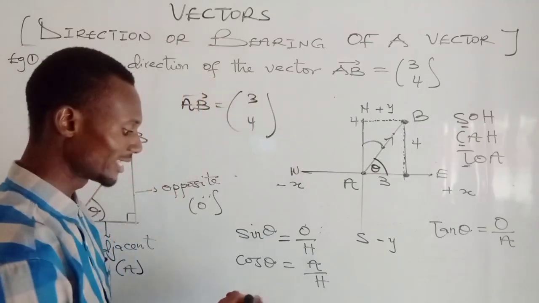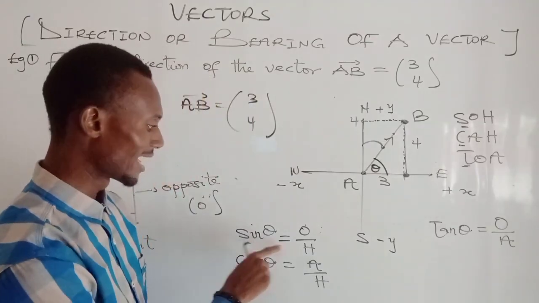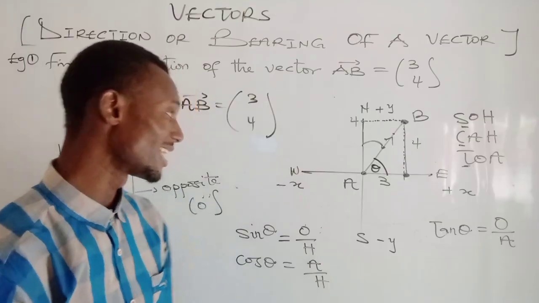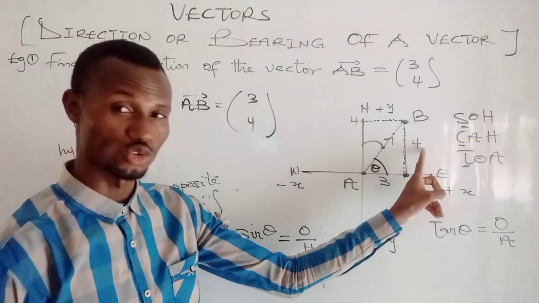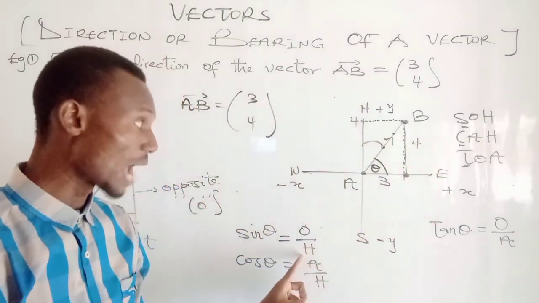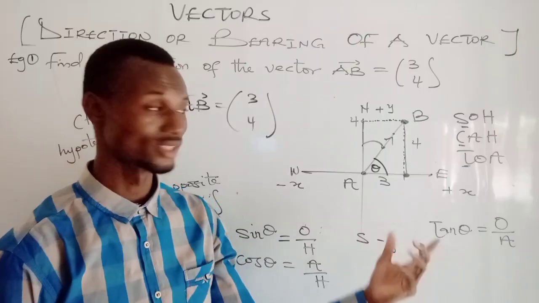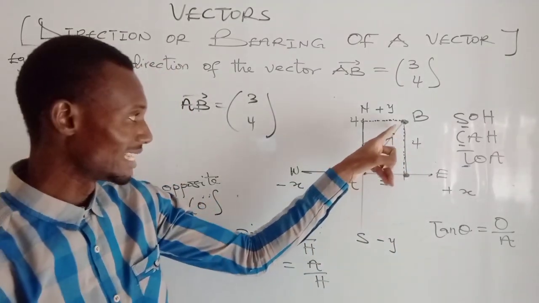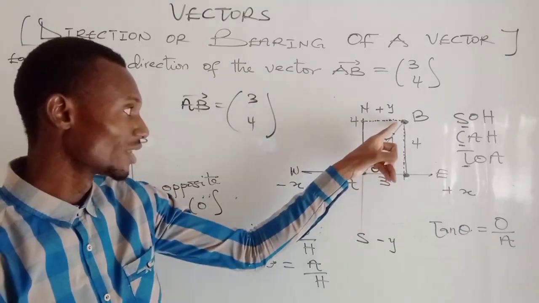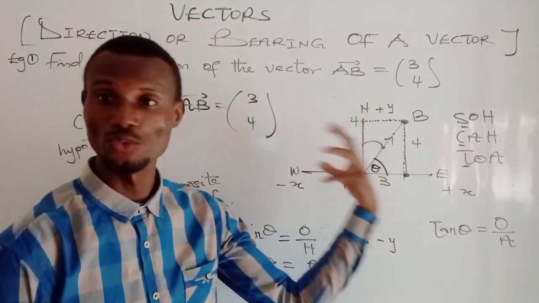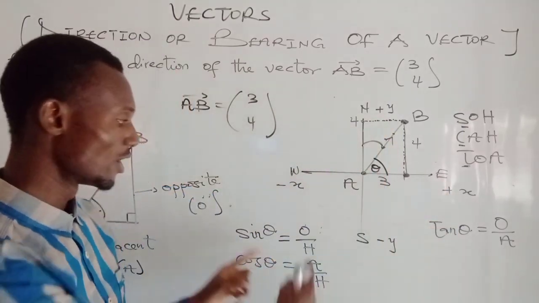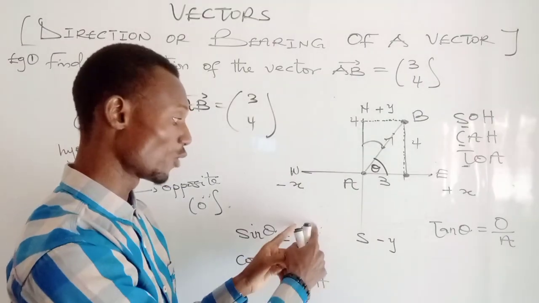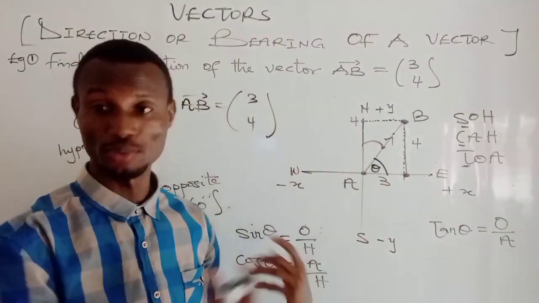Now when we come to sine theta equals opposite over hypotenuse, you can see that the opposite we have to be 4. But the hypotenuse, we don't know. If you come to the diagram, the slanted side is the hypotenuse, which we don't know its value. So that's why we cannot use sine theta, because it's only the opposite that we know. We don't know the hypotenuse.